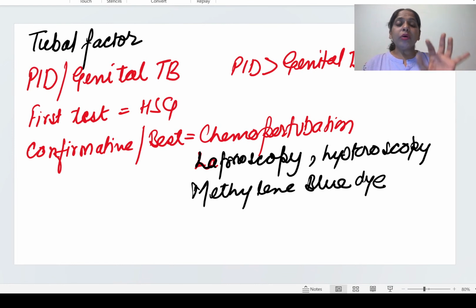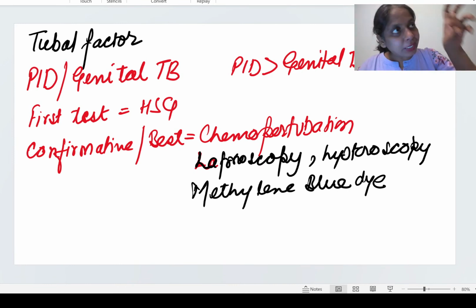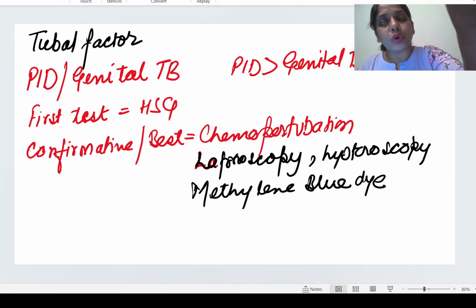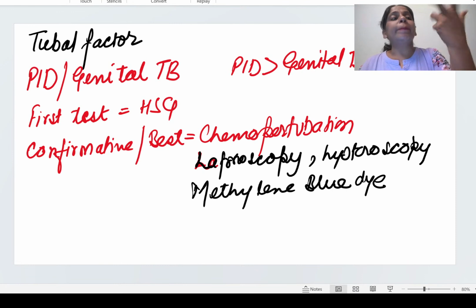Okay, now what is the best investigation for infertility, or the best investigation for tubal blockage? The best investigation for infertility is laparoscopy, hysteroscopy, chemopertubation. What is laparoscopy? We insert a probe, the laparoscope, into the peritoneum and we are seeing the peritoneum: whether the uterus is okay, tubes are okay, tube has been blocked or not, ovary has PCOS or not. Totally, the outer morphology in the peritoneum of the genital tract.